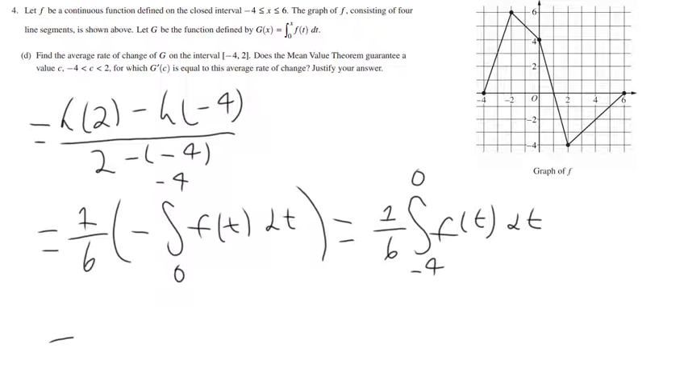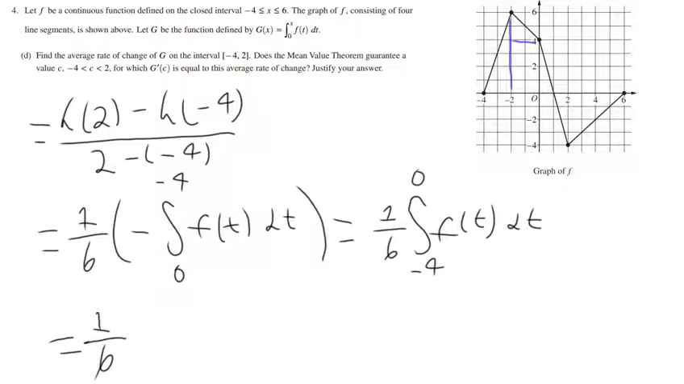And now we can just compute this integral. So we have the 1/6, and then we have to do the integral from negative 4 to 0 of f of t dt. So we're looking for all of this area in here. So I'm going to divide this up. I'm going to deal with these areas separately because now I've just divided this region into a rectangle and 2 triangles, and I know how to find the area of all of those.